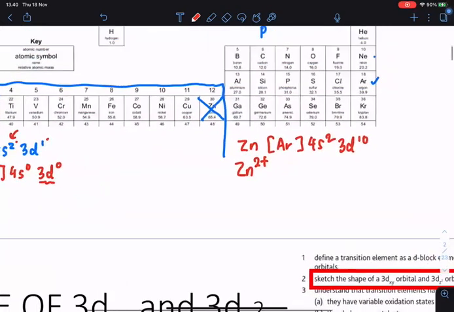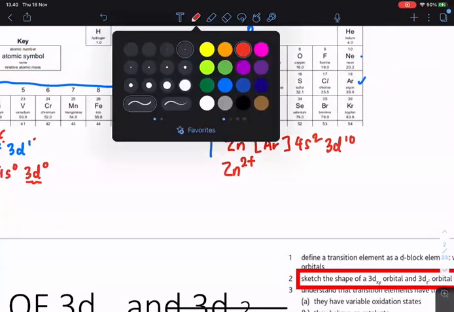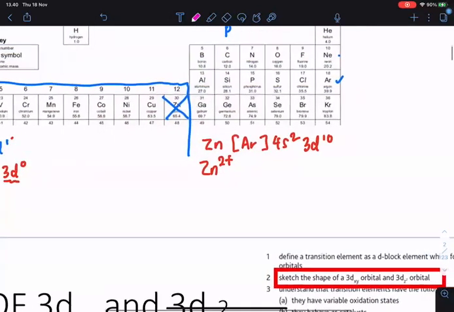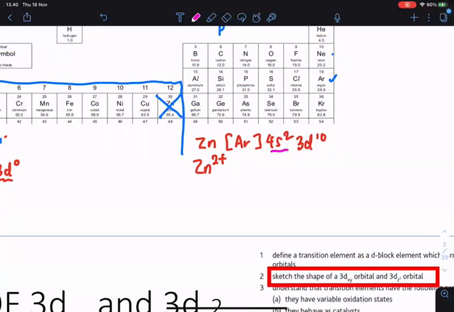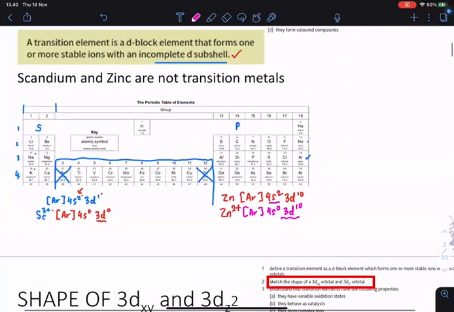So when I remove the two electrons, they must be removed from the 4s, not from the 3d. Yeah, the two electrons must be removed from 4s. You are going to get argon 4s0 3d10. And in this case, you can see the 3d subshell, the orbitals, they are going to be complete. We want them to be incomplete. So therefore, zinc is not going to be classified under transition metal.